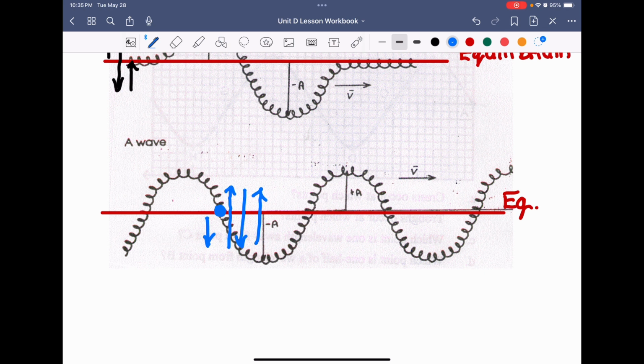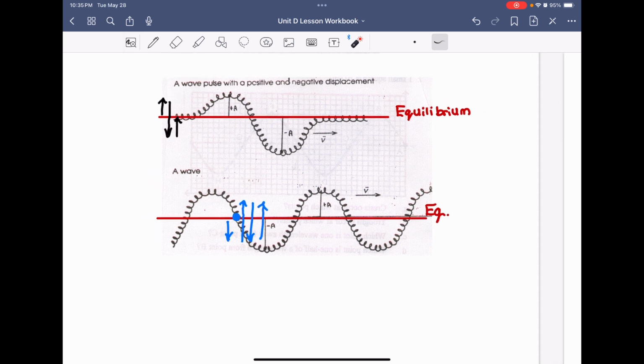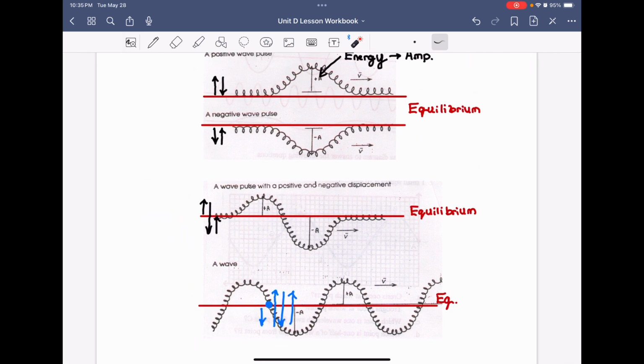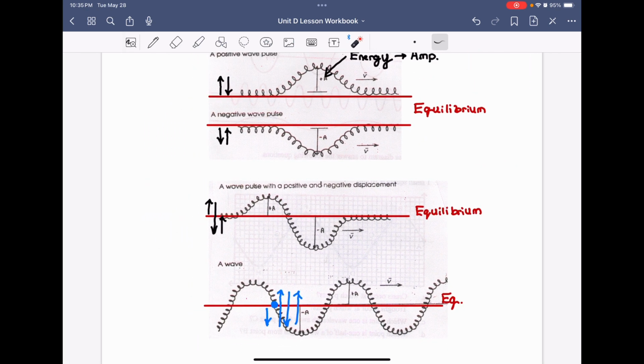But in order to start this wave, if it starts at the blue line and the direction of the movement is from left to right, it must have been that I displaced it from the equilibrium downwards first and then started that pattern of oscillation. Okay, now again, all four of these examples that we just worked through are transverse waves.